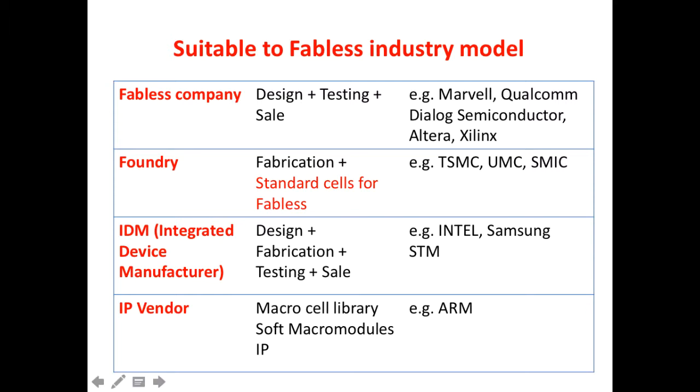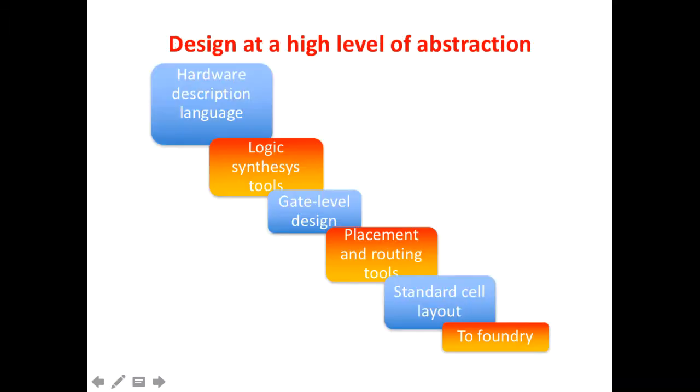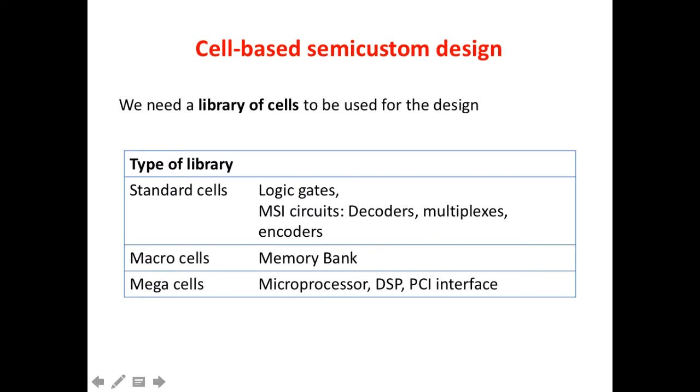Finally, there is this other type of actor which is important and can be understood once we know what cell-based design is, the so-called IP vendor. So an IP vendor basically sells a macro cell library, specific macro cell libraries to be used in this type of cell-based semiconductor designs. Can be a macro cell or more recently a mega cell.